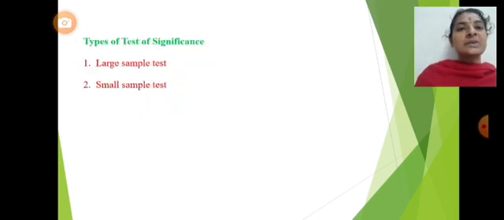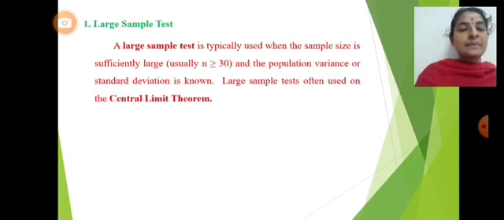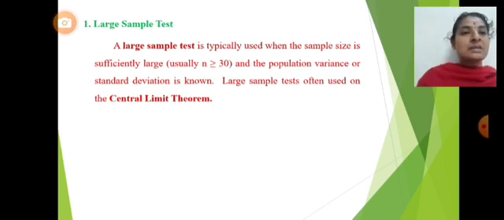The types of test of significance are, first one is large sample test and the second one is small sample test. Large sample test. A large sample test is typically used when the sample size is sufficiently large, usually n greater than or equal to 30, and the population variance or standard deviation is known. Large sample test is often based on the central limit theorem.